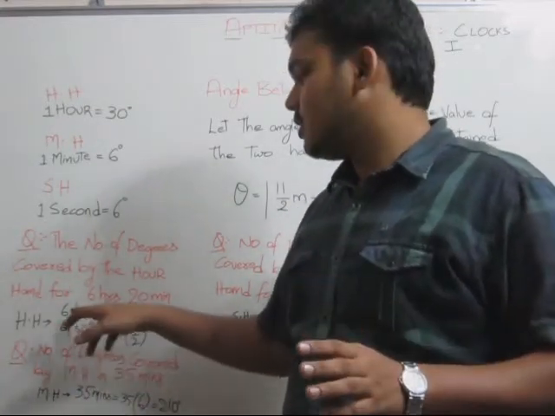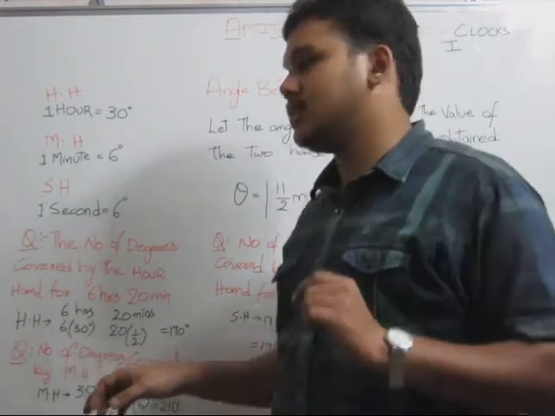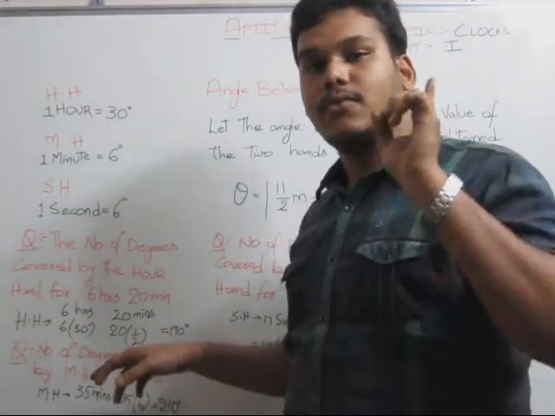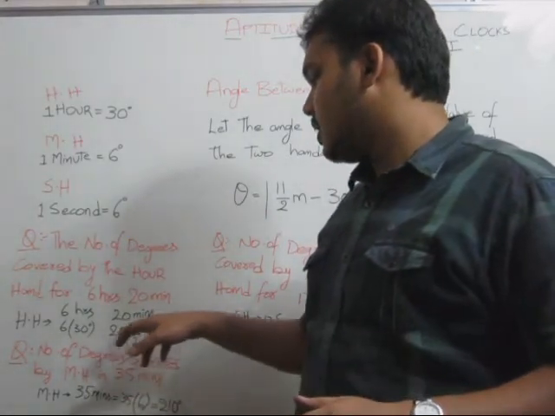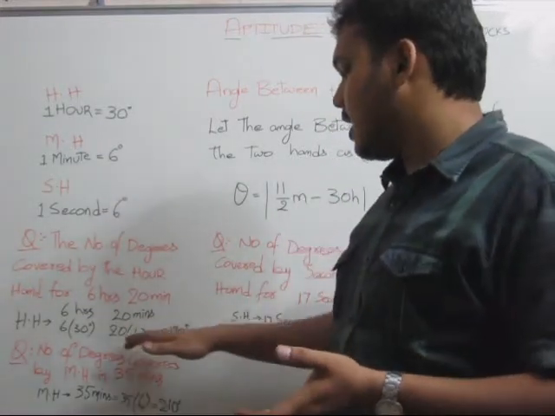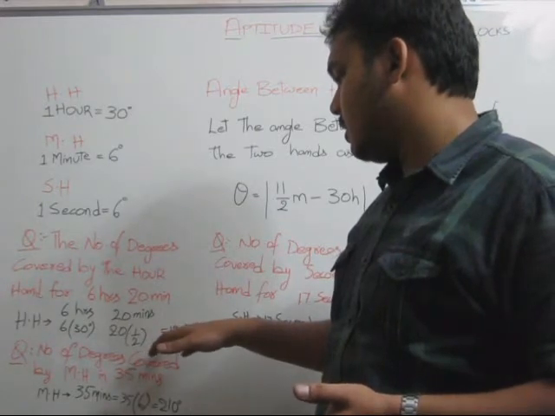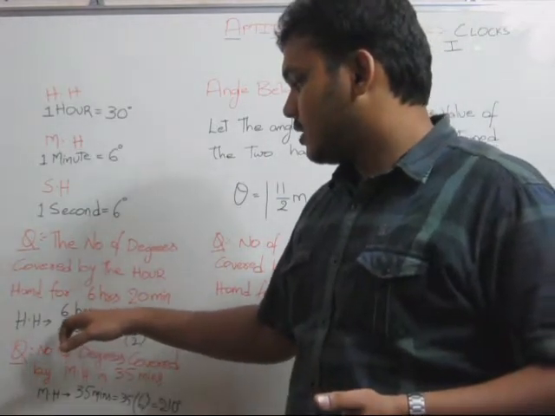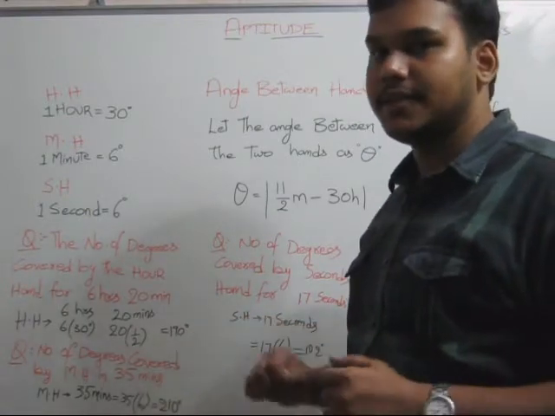Just multiply 30 degrees by 6, as the given problem is for 6 hours. The number of degrees covered by the hour hand for 1 minute is half a degree, so multiply 20 by half a degree, as the question is for 20 minutes. Summing up the 6 hours and 20 minutes gives the final answer as 190 degrees.